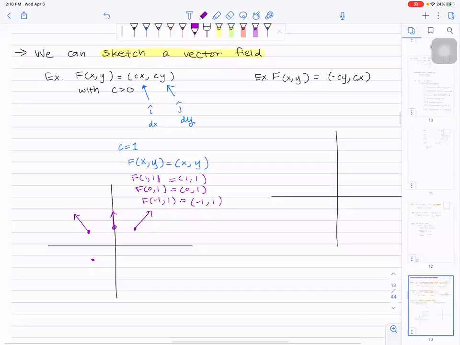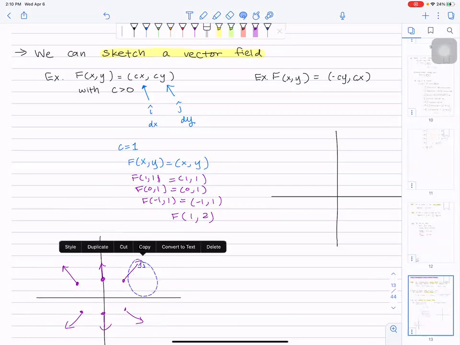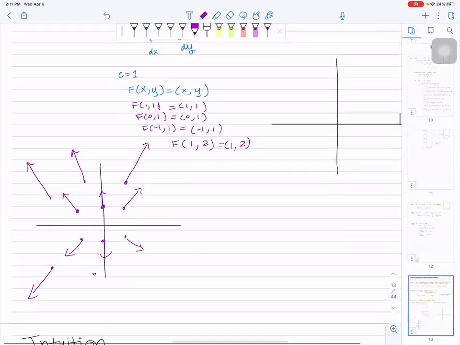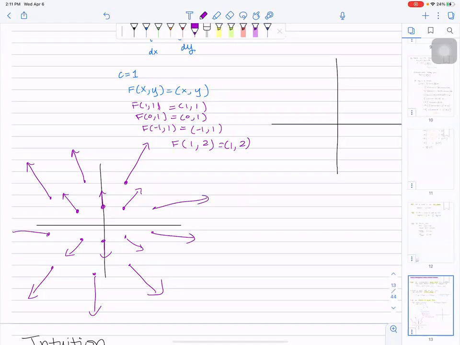And you can keep drawing all of these vectors. Let me do one more example. F of 1, 2 is 1, 2. So at 1, 2, you have a vector going 1 to the right, but up 2. So this line is longer. As you get farther away, the lines get longer. And so this represents a uniform expansion because you're uniformly expanding outwards.